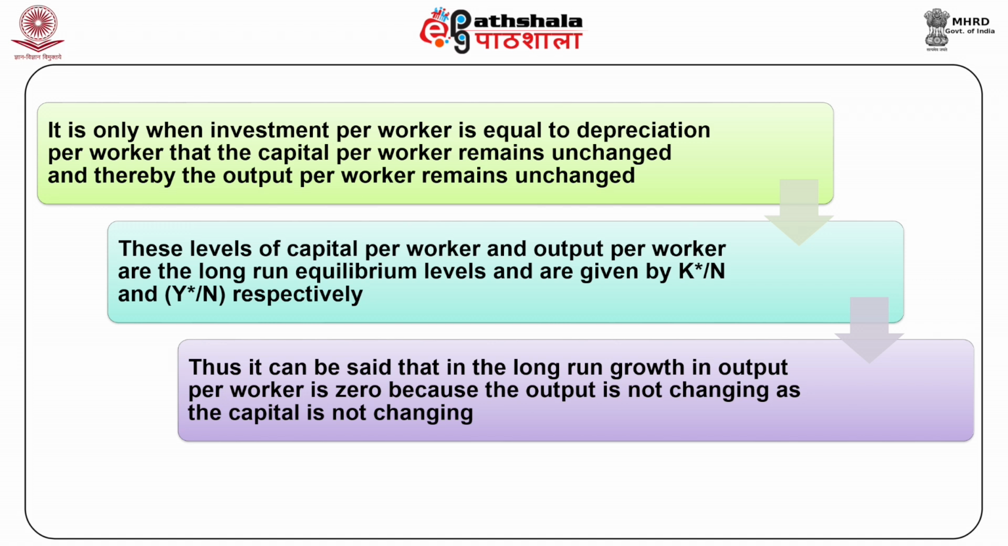These levels of capital per worker and output per worker are the long run equilibrium levels and are given by K star by N and Y star by N respectively. Thus, it can be said that in the long run, growth in output per worker is 0 because the output is not changing as the capital is not changing.